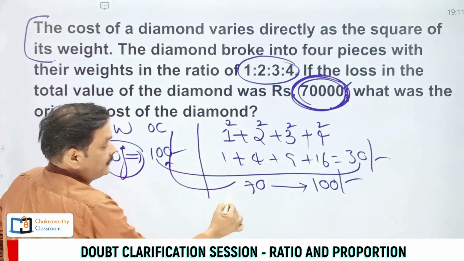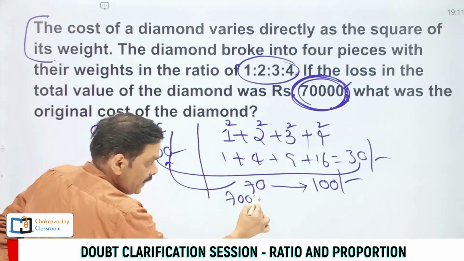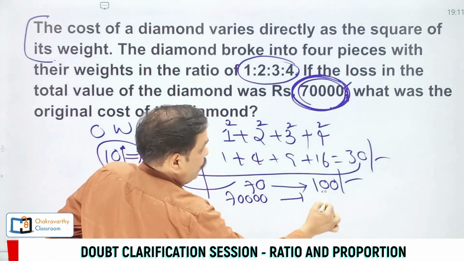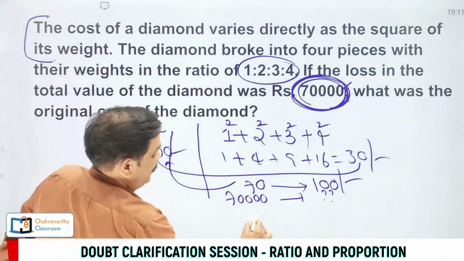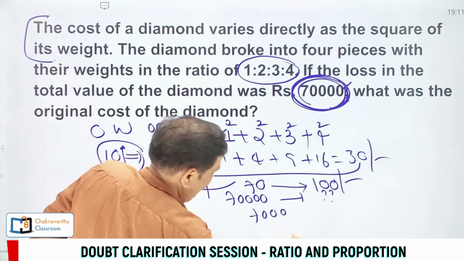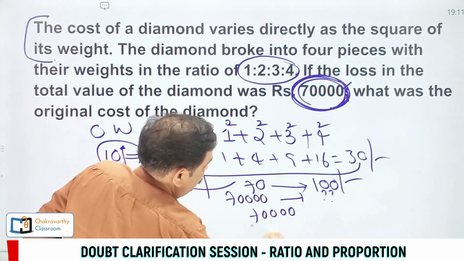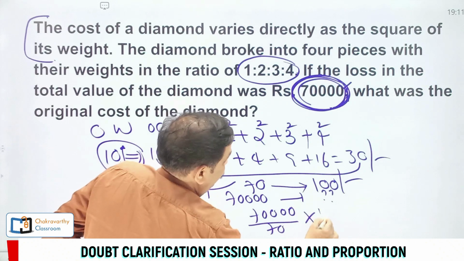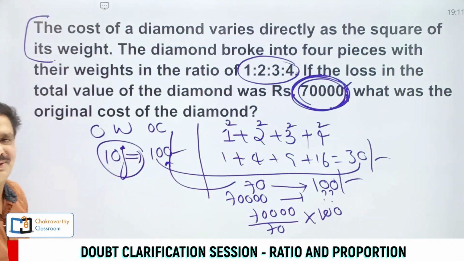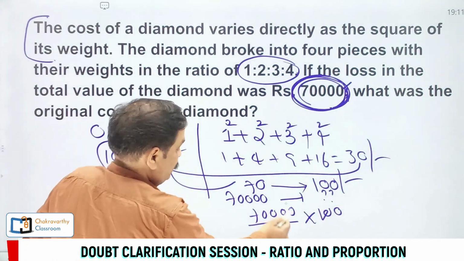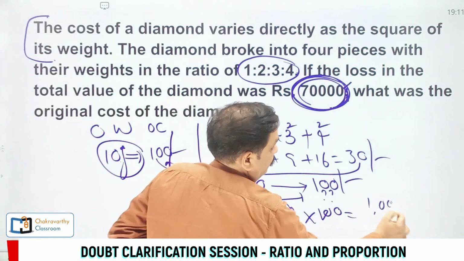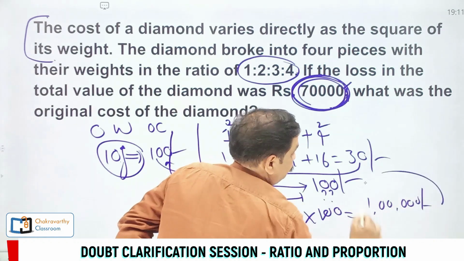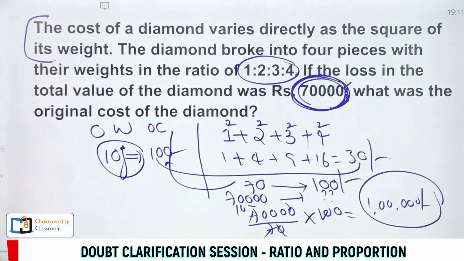Then if the loss is 70,000, what would be my original cost? Alright, so simply that is 70,000. Actually you can do it directly by 70 into 100, or you can equalize that one to 1 also. Okay, so simply this is 1000 into 100, my answer is 1 lakh, isn't it? How simple students this one.